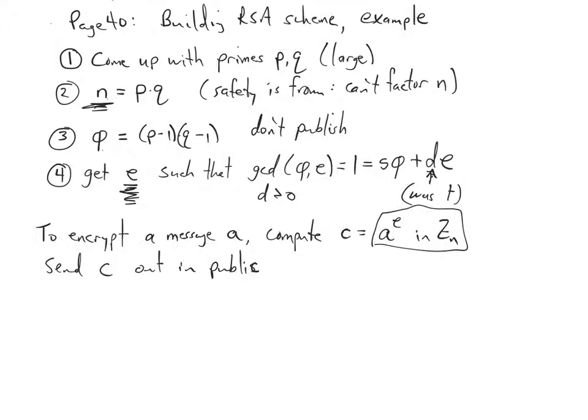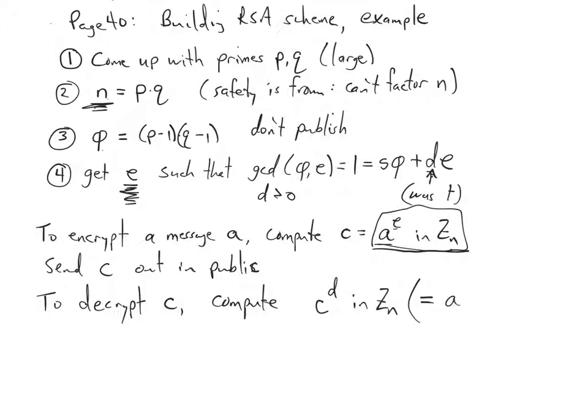And then if someone wants to send an encrypted message to us, like their credit card number, they can just do this. They know A, they know E, and they know N, and they compute it. And then to decrypt C, you compute C to the D in Z sub n, and we'll prove later that this is equal to A. Yay, so that's cool.